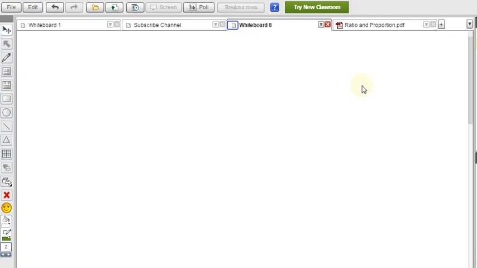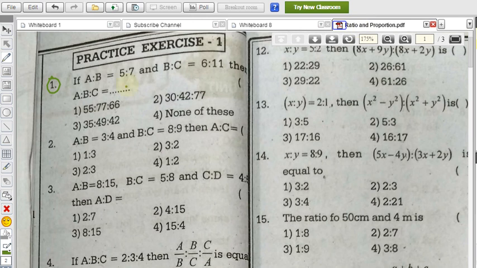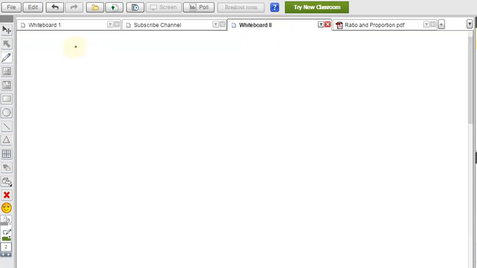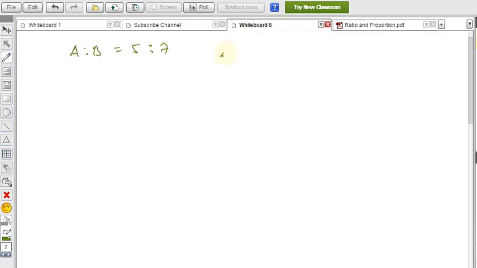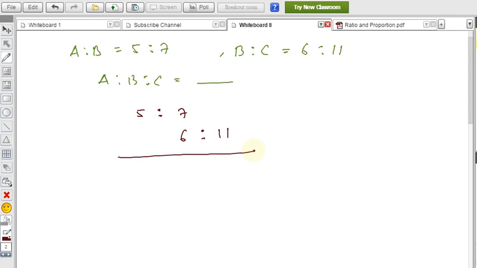Then this problem we already solved. So same question as I explained earlier. A is to B is equal to 5 is to 7. Then B is to C is equal to 6 is to 11. Then A is to B is to C is equal to dash. Then how to write this? 5 is to 7, the first value asked is A, B. Next B, C. So under this value you can write with some gap, so that under the B term, the B value should come again.